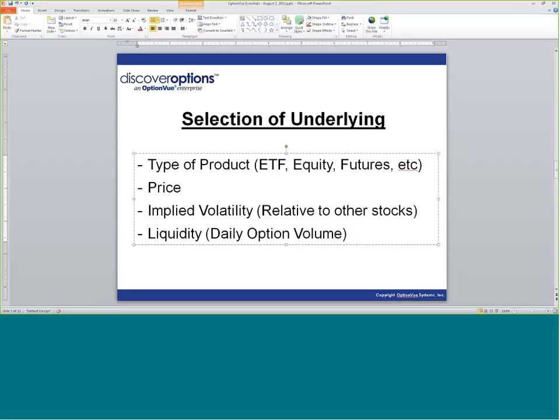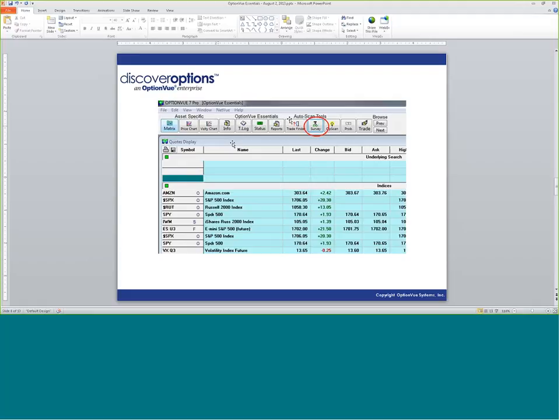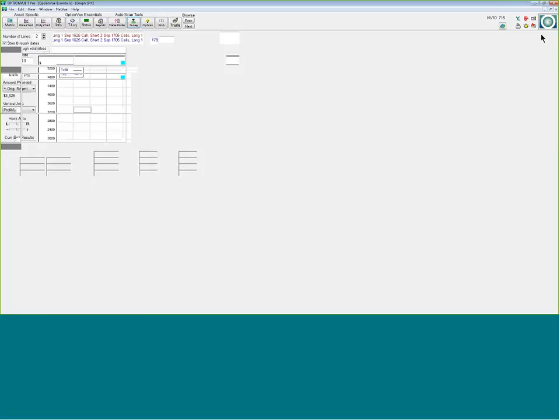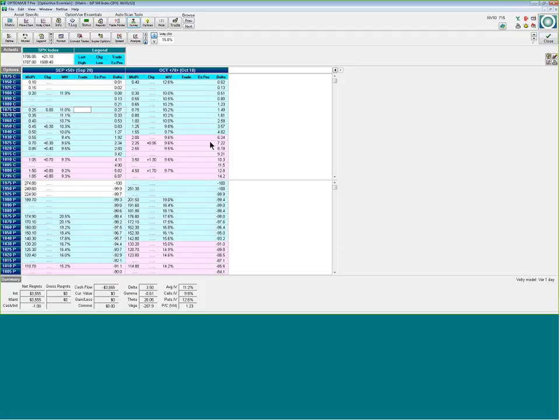So here's what I do. Let's try and identify things that meet these requirements. Here we have something called survey. So I'm going to close this. Can everybody see the OptionVue screen? I don't have access to chat.